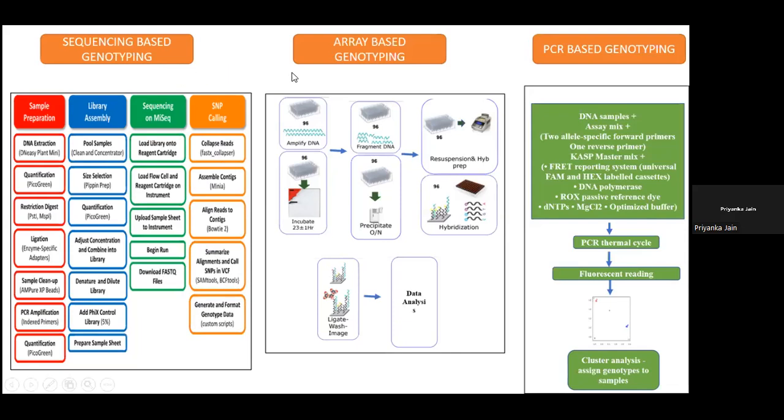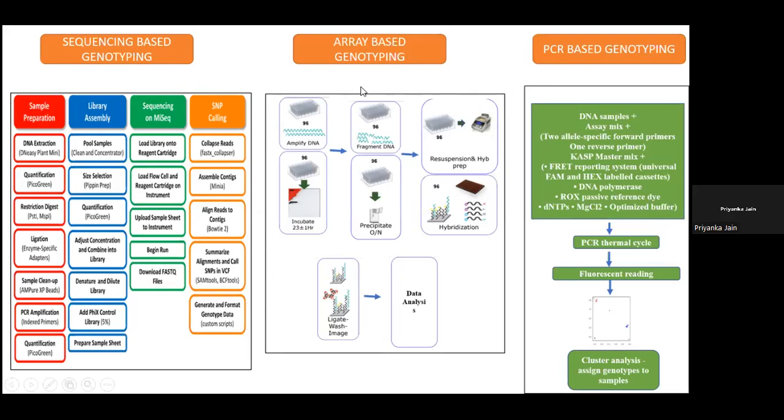Now, what is the difference? First I want to tell you that sequencing-based genotyping is of two popularly used types. One is GBS, genotyping by sequencing, and one is RADseq. Both methods are a bit different in the genotyping experiment. First I will discuss those two methods, and then we will come to the remaining two methods, which are exactly different technology.